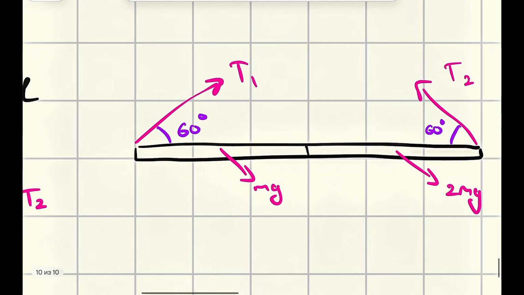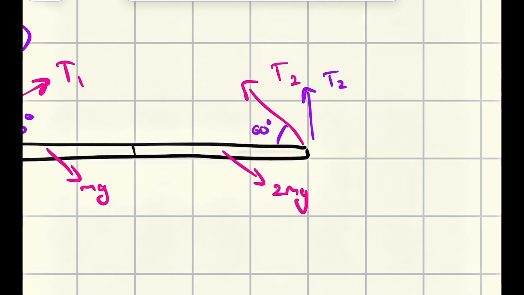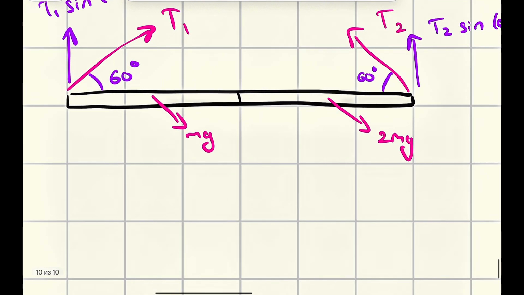This is just 60, and the vertical component, which is this one, would be tension 1 sine, because it's opposite, sine 60 degrees. The same thing goes for this one. In fact, it's just tension 2 sine, it is opposite, 60 degrees. Okay, let me not open it right now. Let me work with this one.